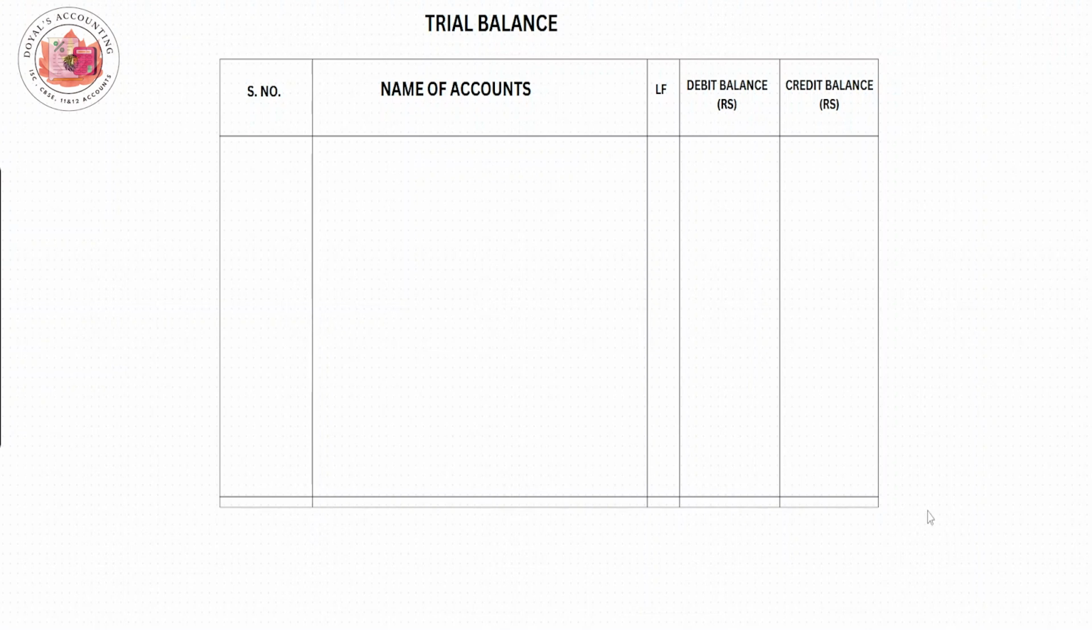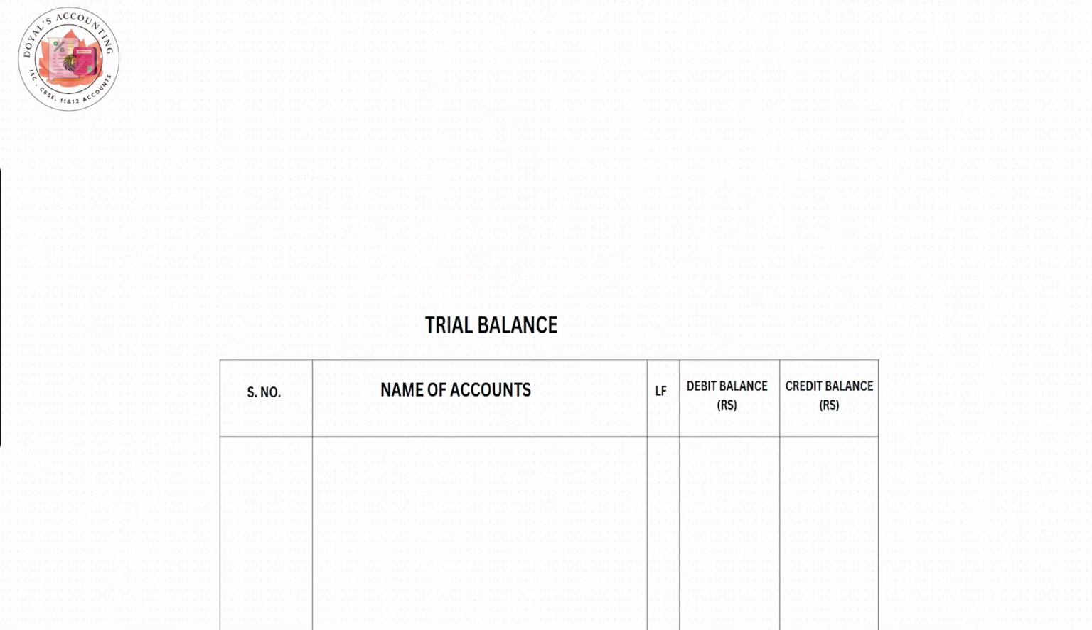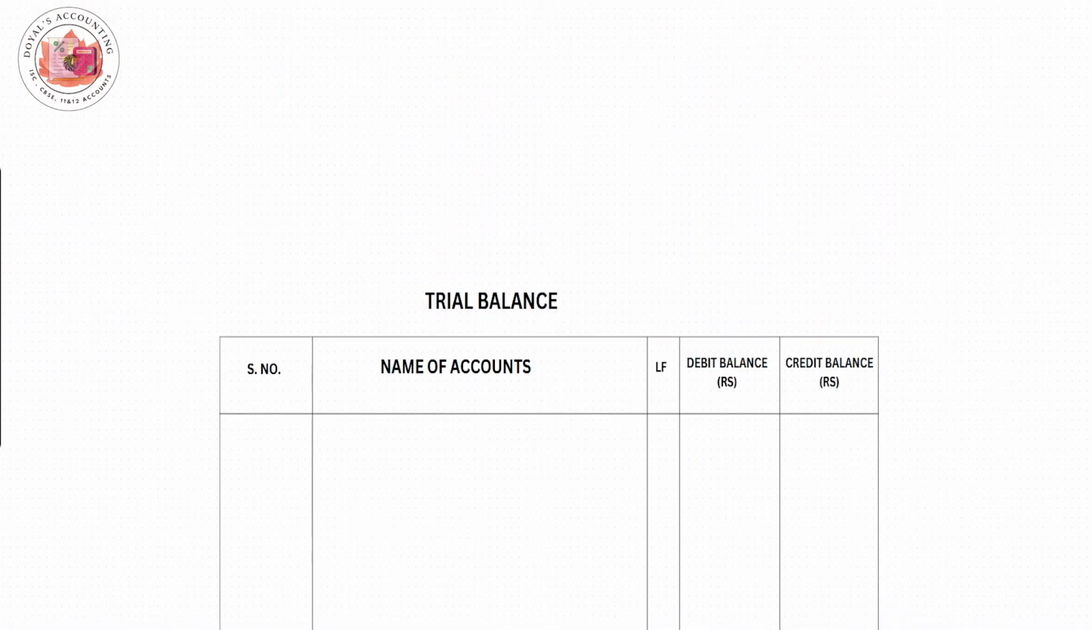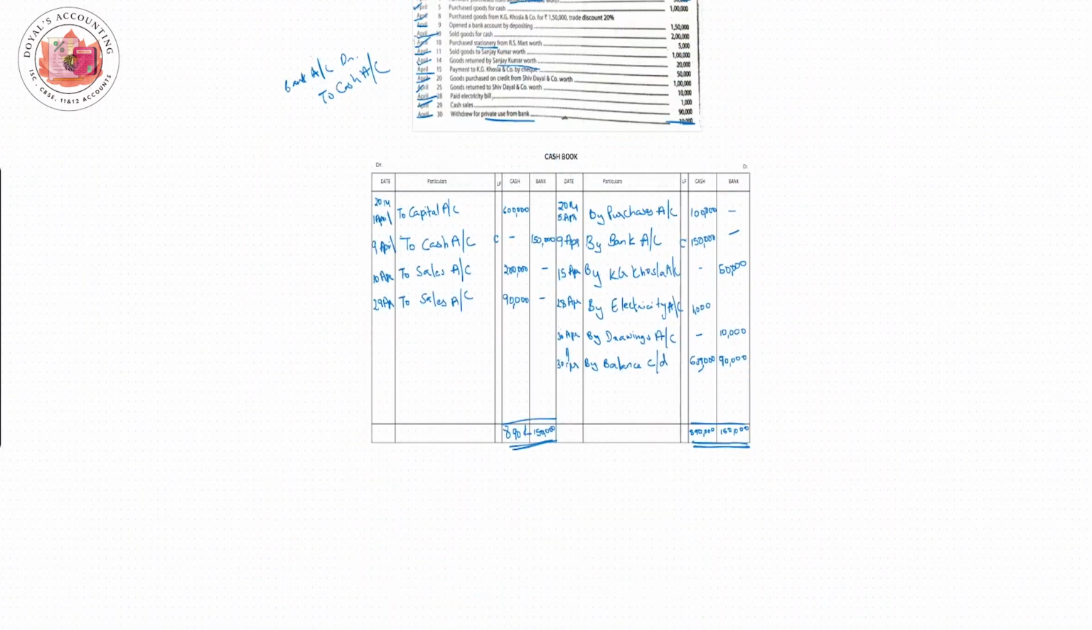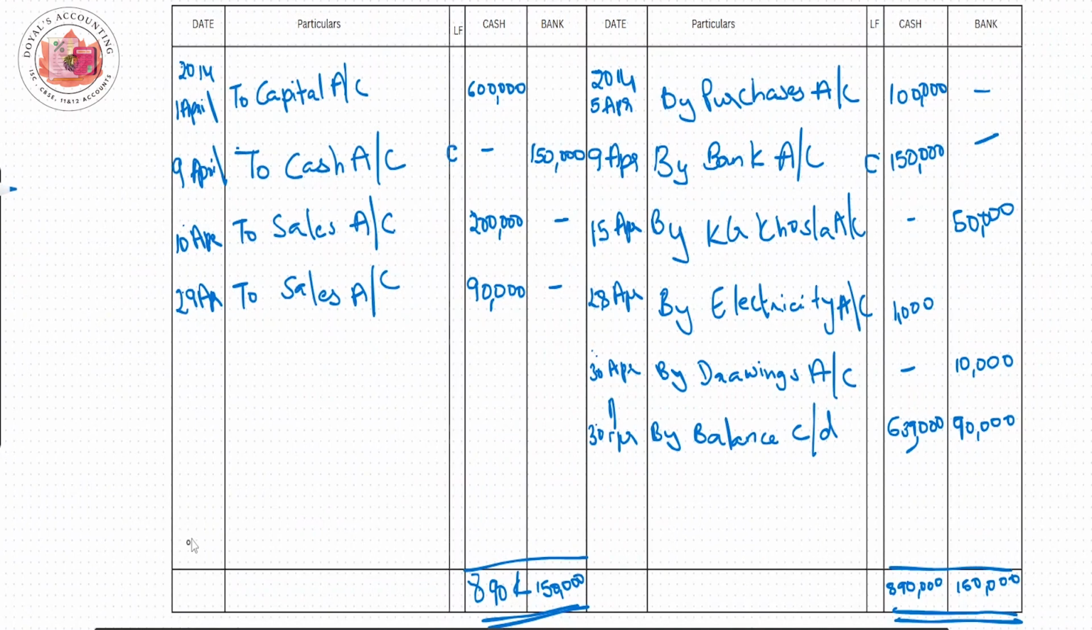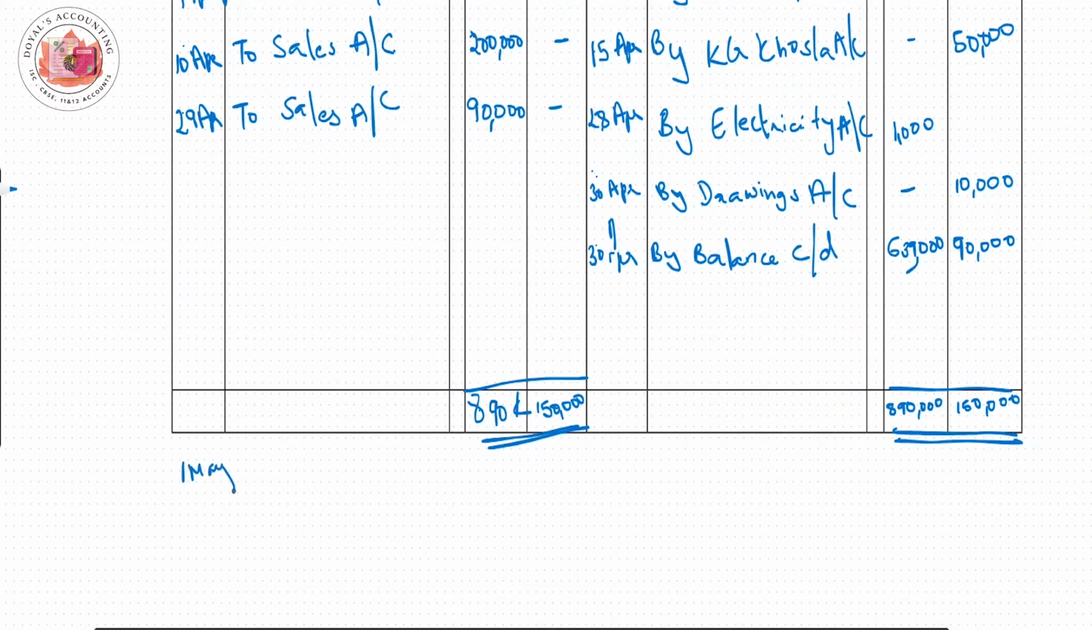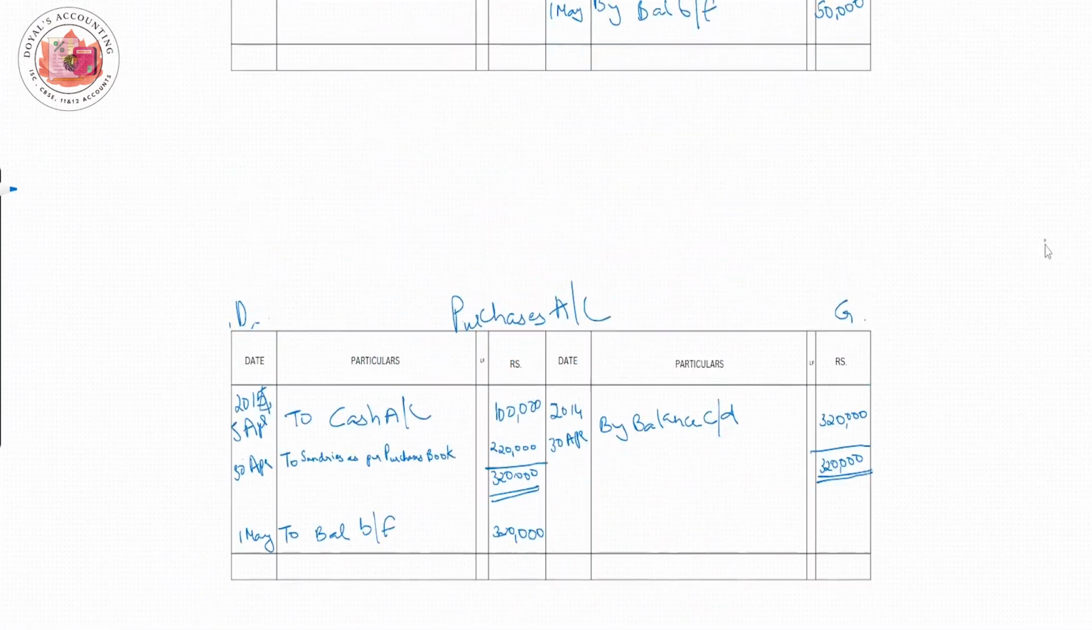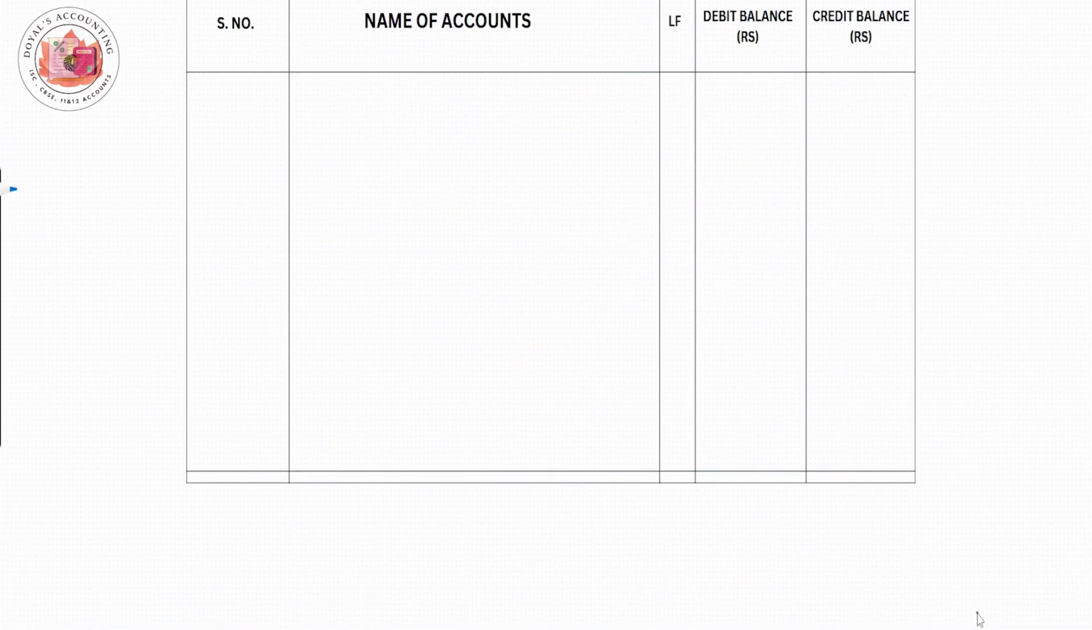So following those principles, we will enter the opening balances. In my cash book, my closing balance was on the credit side, so the opening balance will be on the debit side. 1st May, to balance brought down 6,39,000 and 90,000. Now these two balances I will write in my trial balance. Cash and bank will have debit balances.